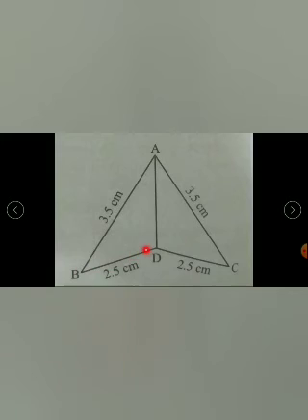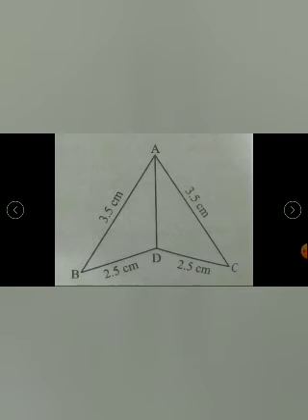Similarly BD is 2.5 centimeter. CD is 2.5 centimeter. So we can say BD and CD are equal. Now what is the third side in both the triangles? In ADB and ADC, the third side is AD, isn't it? That means the third side AD is common in both the triangles.